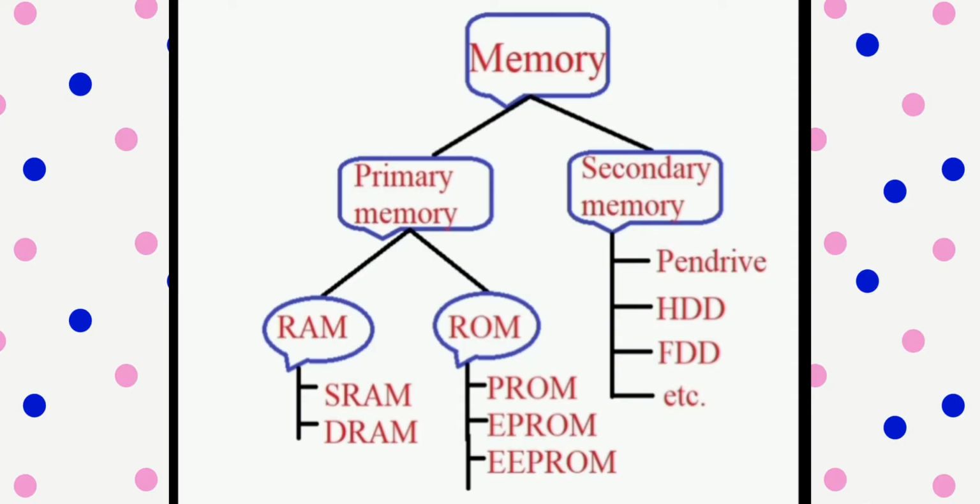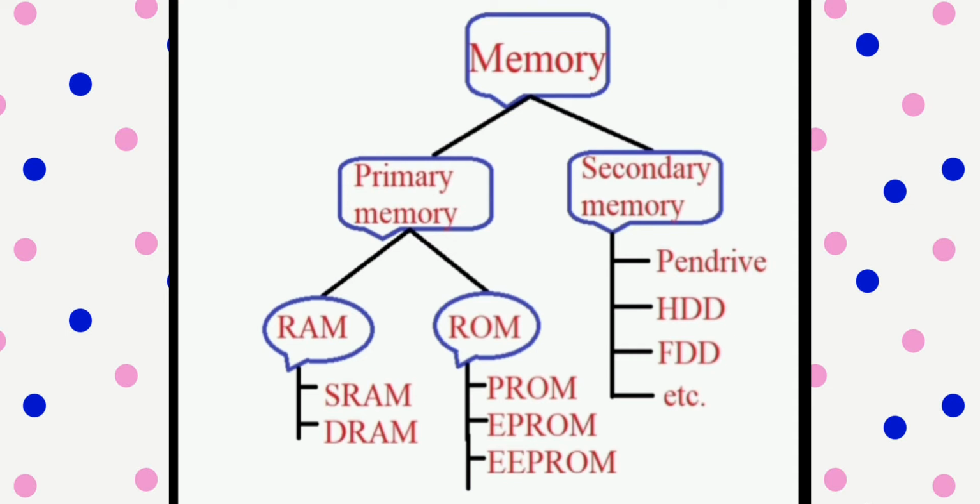Let's go through the chart. Memory is divided into two basic classifications, that is primary memory and secondary memory. Under primary memory, again we have two basic parts, that is RAM and ROM. RAM is divided into two types, that is SRAM and DRAM. ROM is divided into three parts, that is PROM, EPROM, and EEPROM.